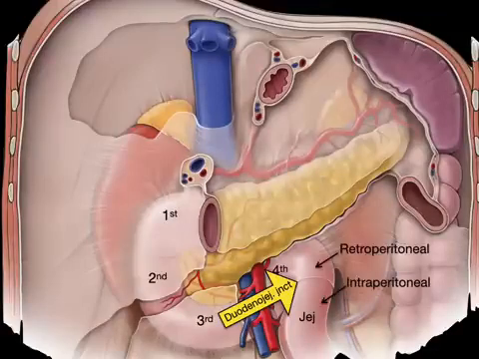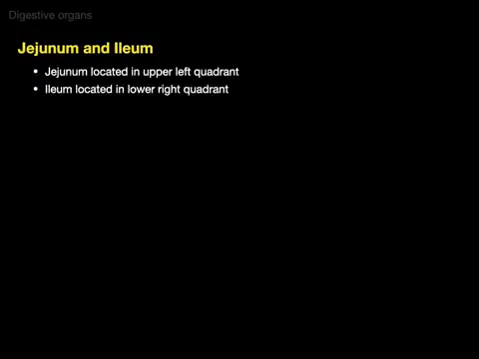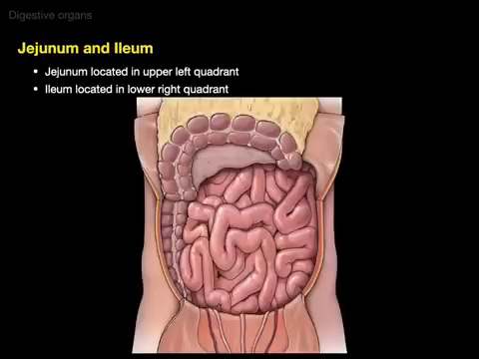Retroperitoneal to intraperitoneal. So there's our 4 parts of the duodenum. Now let's talk about the rest of the small intestines with the jejunum and the ileum. The jejunum is located in the upper left quadrant and the ileum is in the lower right quadrant. So here we have the small intestines. The greater omentum is reflected.